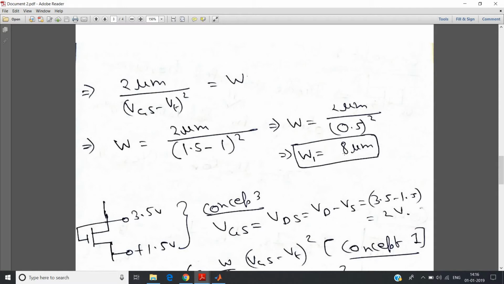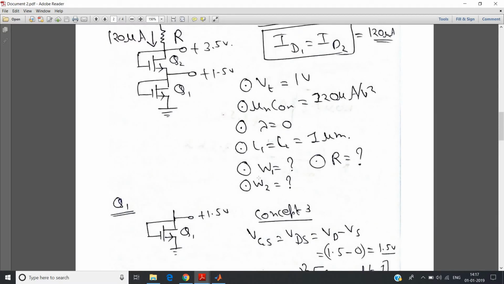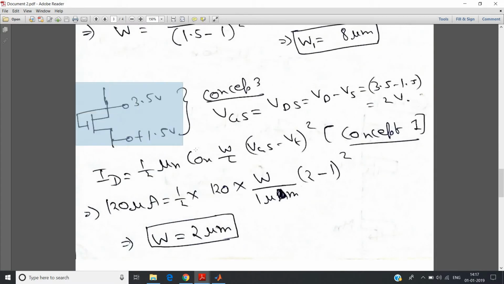Fine. Now the question is not completed. We have to again calculate W2, that is the width for the Q2 transistor also. So as I told you, draw this Q2 transistor, this highlighted box, separately so that you have no confusion, right? If you draw the Q2 transistor separately, you get this type of configuration. In the drain of Q2 we are applying plus 3.5 volt, in the source we are applying plus 1.5 volt, and the gate is short circuited with the drain.